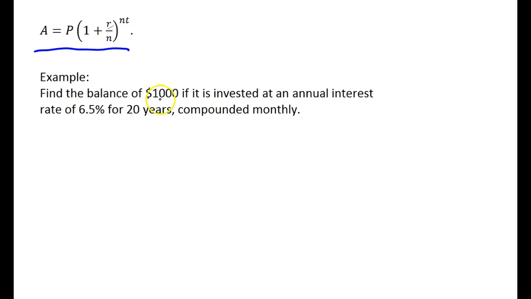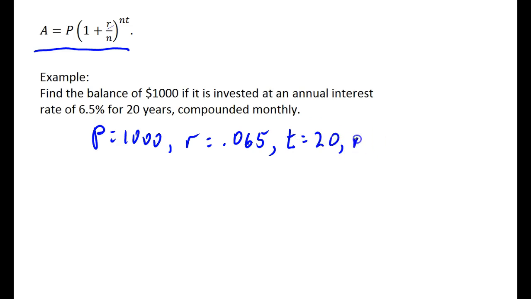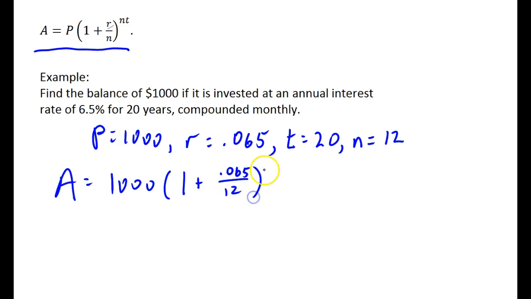Okay, so let's say we're investing $1,000, annual interest rate of 6.5% for 20 years compounded monthly. Okay, so that means that P is 1,000, R is 0.065, that's 6.5% in decimal form. T is 20, and since it's compounded monthly, N is 12, because monthly means 12 times per year. All right, so let's just plug everything in. So A is 1,000 times 1 plus 0.065 over 12, raised to the 12 times 20.